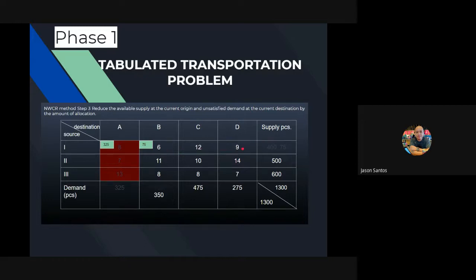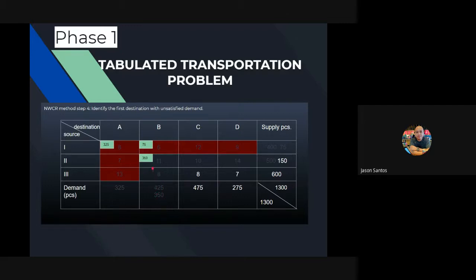And then we will go back to the same process as step 1. Rather, in this essence, we will identify the first destination with the unsatisfied demand. So we see here, we still have 350. This one is canceled out. So we will put 350 here.